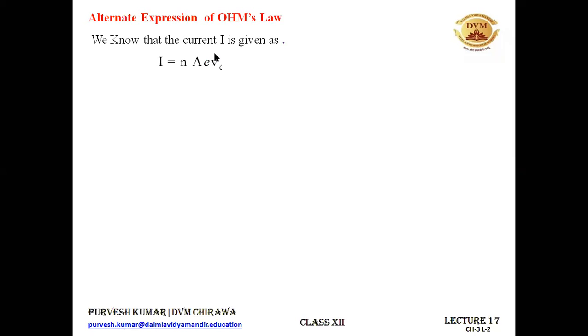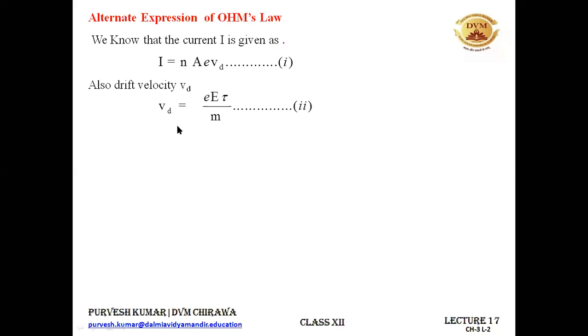We know that I is given as I is equal to nAevd. We have just obtained this in our previous discussion. Also, in the previous class, we have obtained the formula for drift velocity, vd, which can be written as eτ by m. The formula for drift velocity, vd, is equal to capital E τ by m, that we have obtained in our previous class. Now you can put this vd in place of this vd over here.